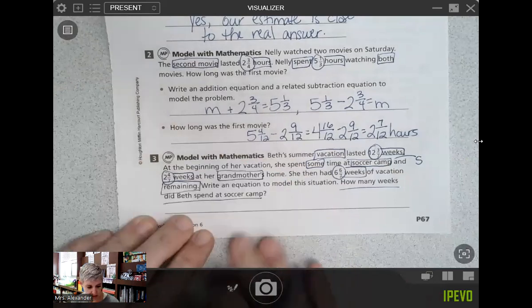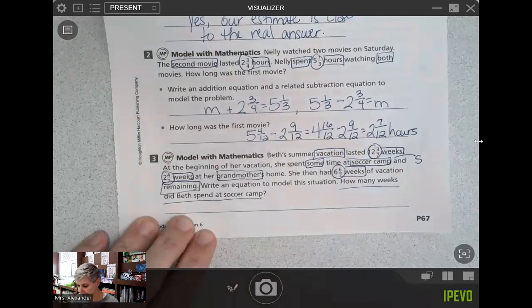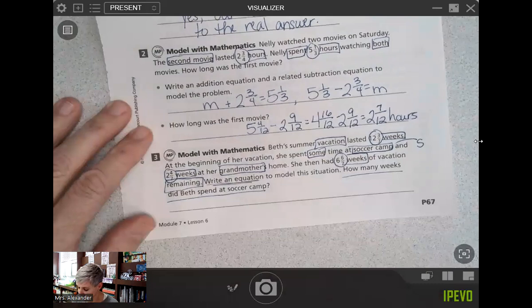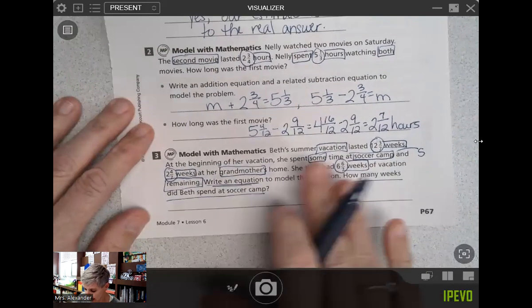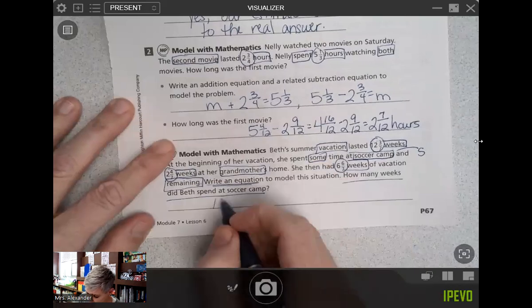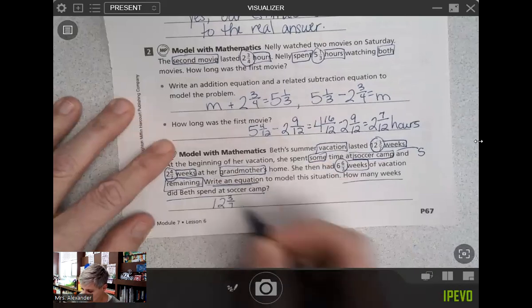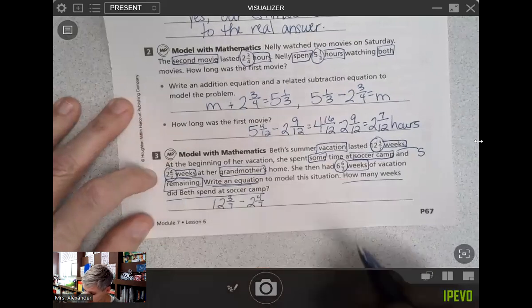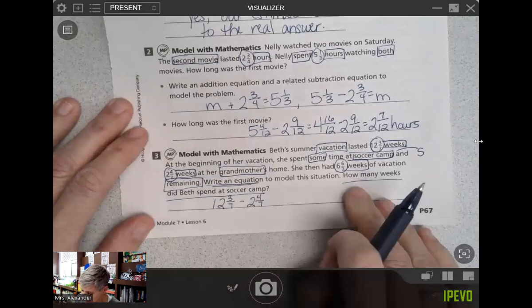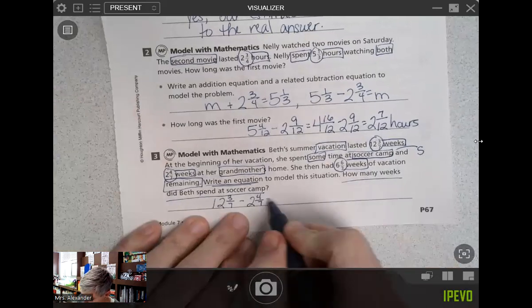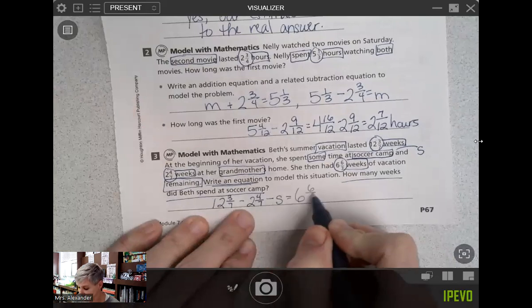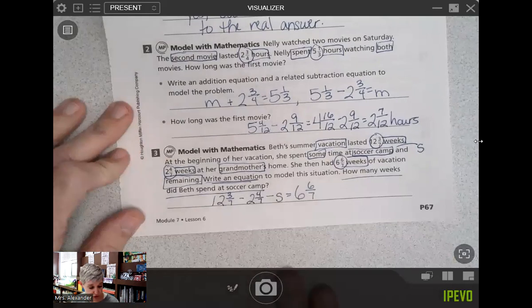So we need to determine how many weeks she spent at soccer camp. What kind of an equation can we write? Because it says write an equation. If we know the total number of weeks she had, 12 3/7, we take away the weeks at grandma's, 2 4/7, and if we were to take away soccer camp, she would have 6 6/7 weeks left. So that could be one equation for us to solve.